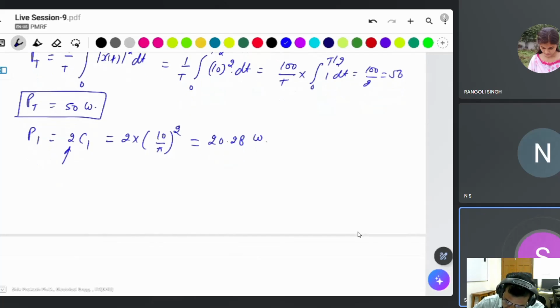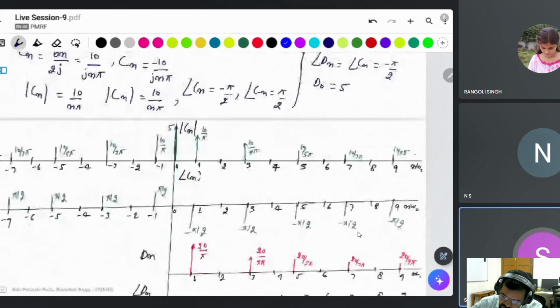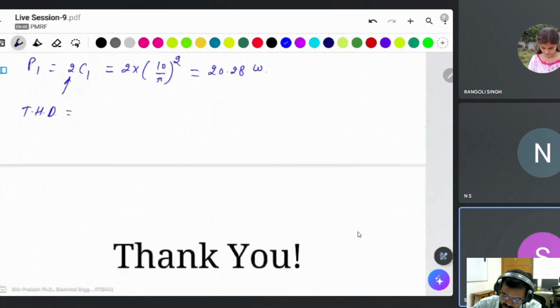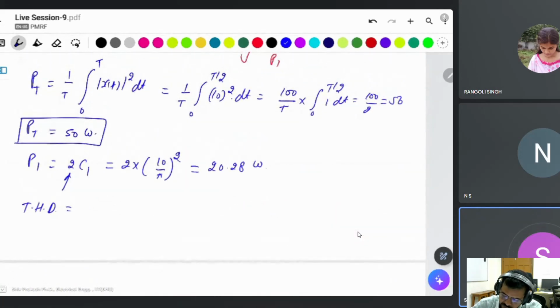Then what is the THD? Because C1 is present as C1 and C minus 1, you have to take both. Then if you want to take C1, simply multiply by 2 here. 2 into 10 by pi squared. This one.